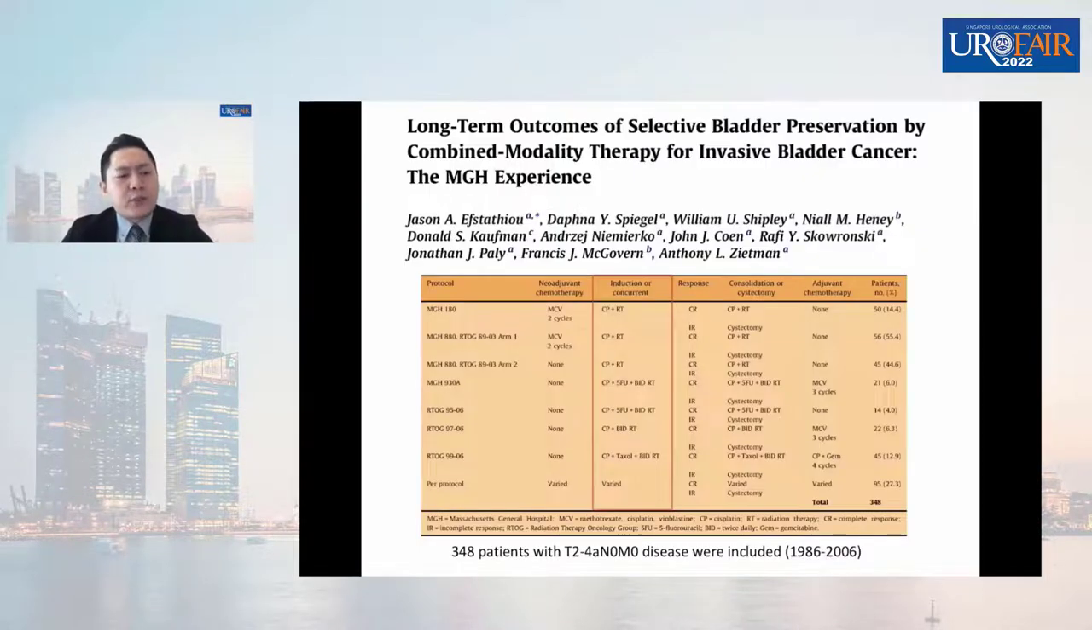And we look into the experience from MGH. They published a pooled analysis on all the TMT trials they've done. And there are some differences between the trials. Some used neoadjuvant chemo, some were followed by adjuvant chemo. But what's in common is the RT concomitant with cisplatin. So cisplatin and RT were given concomitantly as part of TMT. And this has been shown to be the most important thing in optimizing outcome.